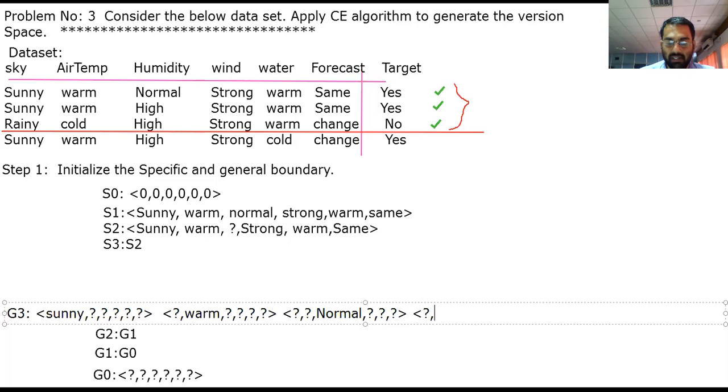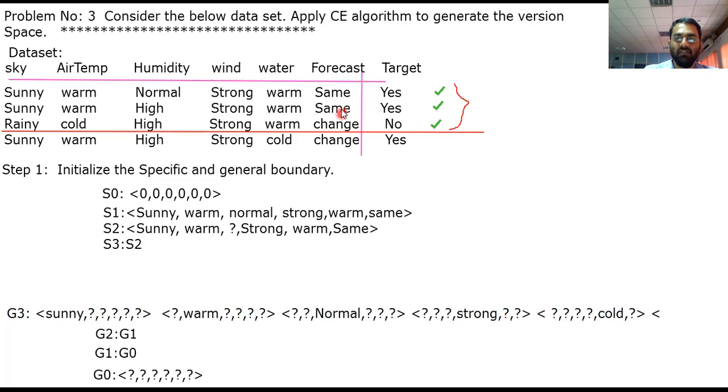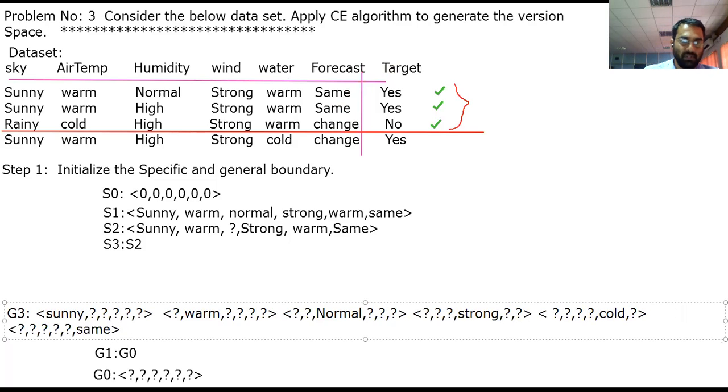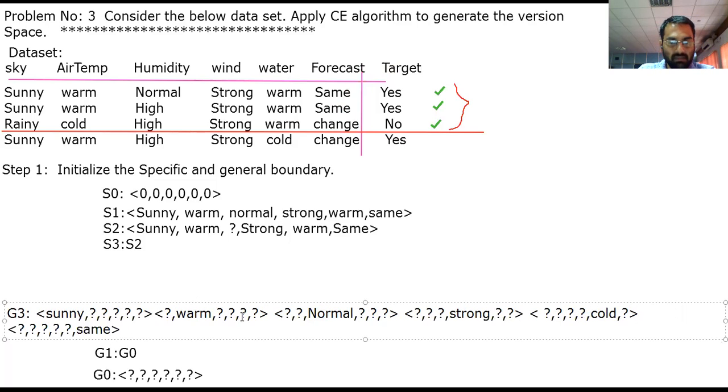Next, strong is there. The opposite of strong is not available there, so I'll write strong as it is. Next, warm is there, so the opposite of warm is cold, which is available there. Cold, comma, question mark. And the last one, the opposite of change in the X3 instance, correct? Here in X3 change is there, the opposite of change is same, we need to write. That is question mark for 2, 3, 4, 5, and same for 6.